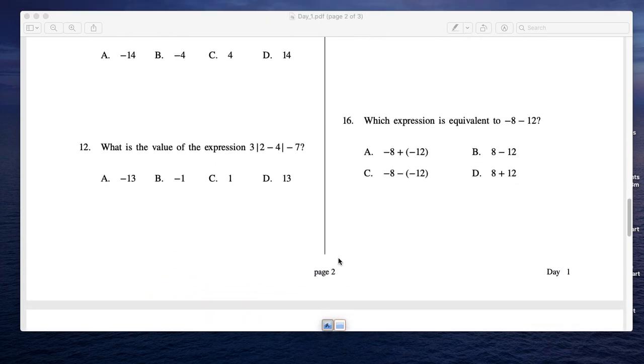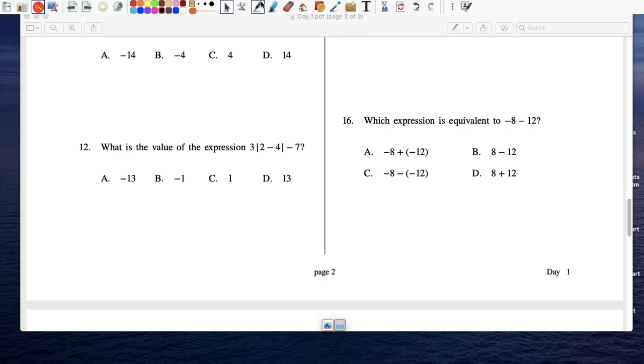Which expression is equivalent to negative 8 minus 12? Okay, negative 8 minus 12 equals negative 20, first of all. So just put all four in your calculator, and whichever gets negative 20 is the one you want. A, negative 8 plus negative 12. You have negative 8 and you're adding negative 12, which means you're going further left on the number line. You're already at negative 8, so if you go 12 steps further left, you get to negative 20. Yeah, you do.